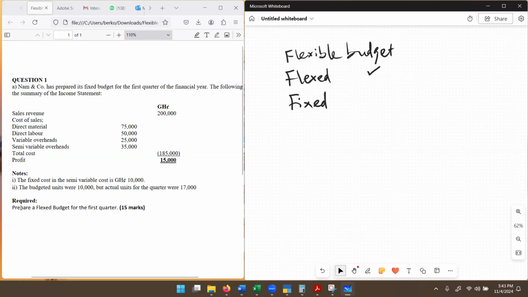So see what we are required to do. Prepare a flexed budget. So it means that this original budget is a flexible budget. They want us to now revise the budget based on the new activity level. They budgeted with 10,000 units, but they've realized that they can now do 17,000 units. So the original activity level is 10,000. They want us to flex the budget to reflect 17,000 units. And that's exactly what we want to do.